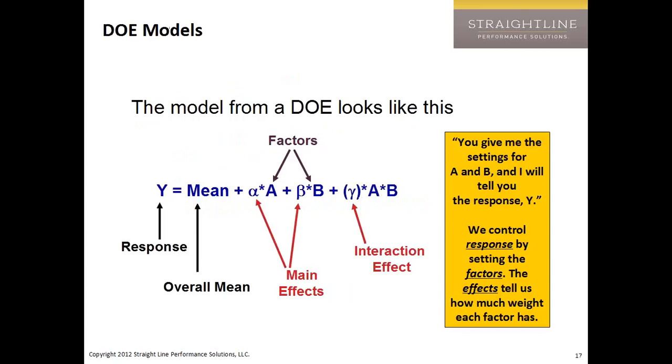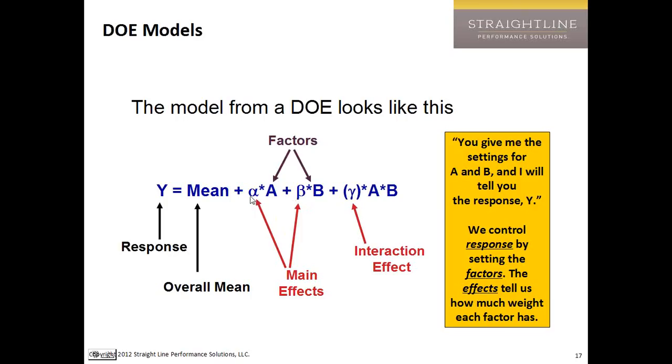Okay, let's take a look at the model. We already did see this model before. For some reason, we use A's and B's. Who knows why? A response is a Y. Usually, basically, a DOE model is an adjustment from an overall mean. So we'll start with that mean, and then we'll add various factors, and their effects are the coefficients or the constants in front of them.